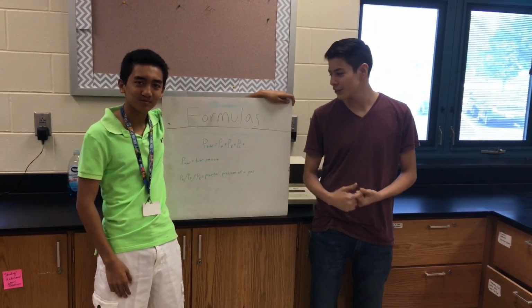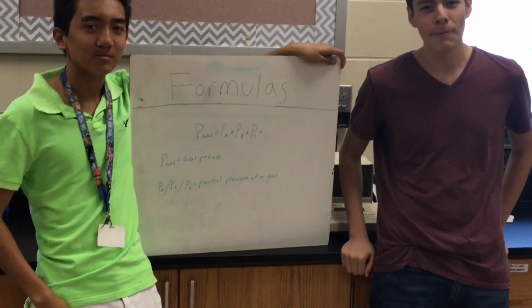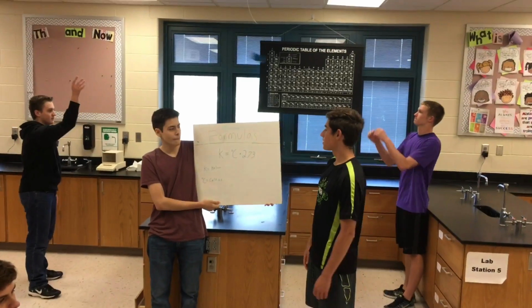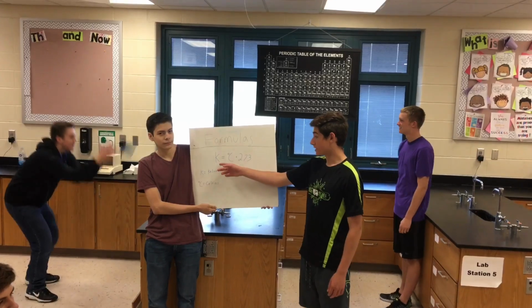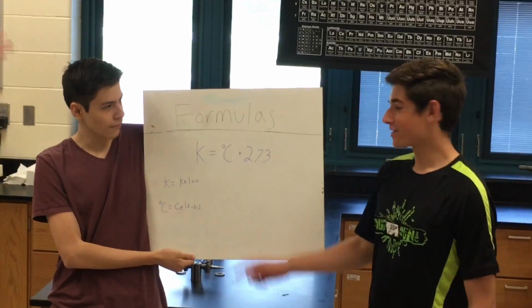Alright, to find the total pressure, you gotta get each individual pressure and add them all together. So this is the formula for finding Kelvin. K stands for Kelvin and the C is Celsius.